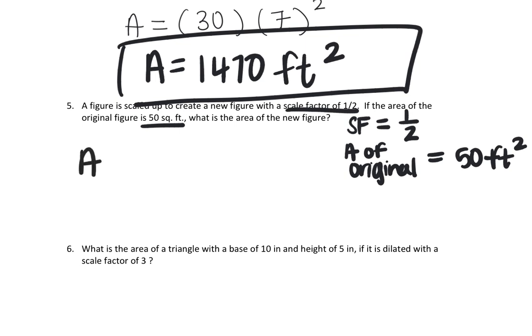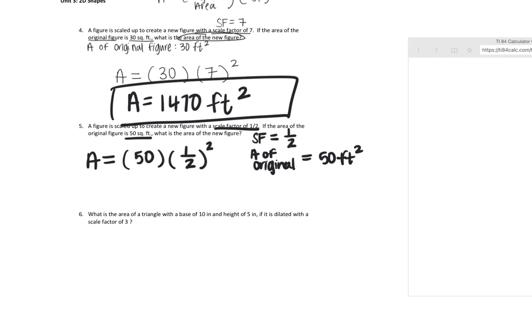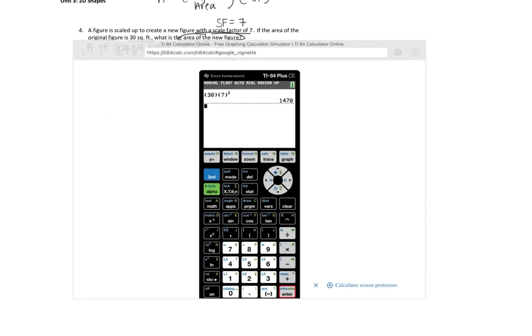I need to find the area of the new figure. I'll leave two spaces with blanks in it for my parentheses. The second set of parentheses has that square. Okay, so the original area should go first always, and it's 50. The scale factor goes in the second set of parentheses with that square. Okay, exactly how I see it, I'll put it in my calculator. So let's drag in our calculator over here.